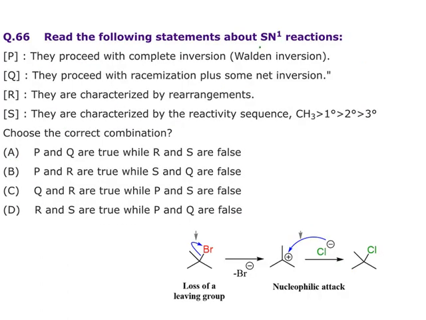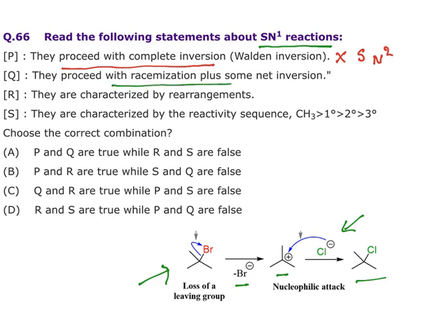Now read the following statements about SN1 reaction. See, SN1 reaction, unimolecular one. First a leaving group goes, forms a carbocation and a nucleophile attacks and you will get the final product. Let us see. SN1 proceeds with complete inversion. No, this Walden inversion occurs with SN2, not with SN1. Next, they proceed with racemization plus some net inversion. This is true. What do you mean by this?